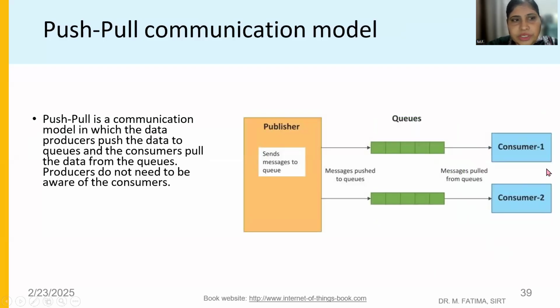Next is push-pull communication. In this communication model, the data producers push the data to a queue and the consumers pull the data from the queue. So the producer does not need to be aware of the consumer. The queue helps in decoupling the messages between the producer and the consumers. The queue also acts as a buffer, which helps in situations when there is a mismatch between the rate at which the producers push the data and the rate at which the consumers pull the data. Now, this much about the different types of communication models.